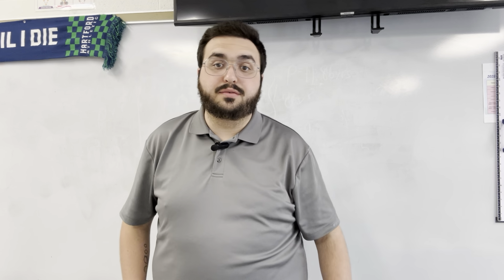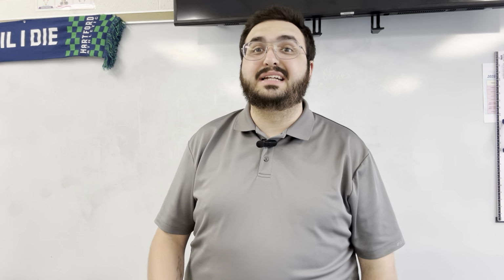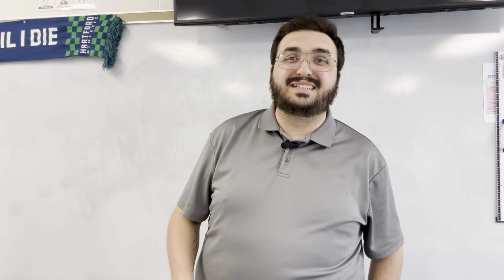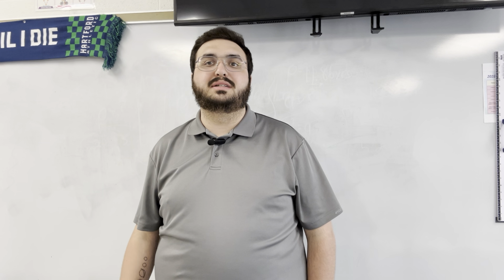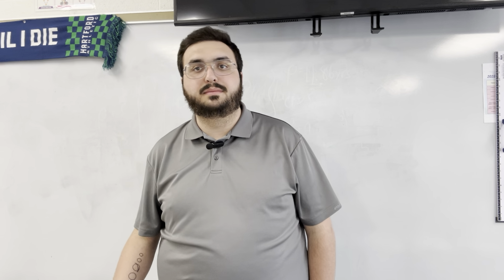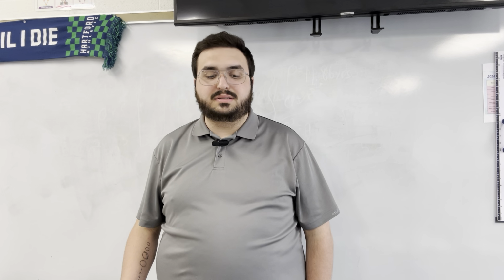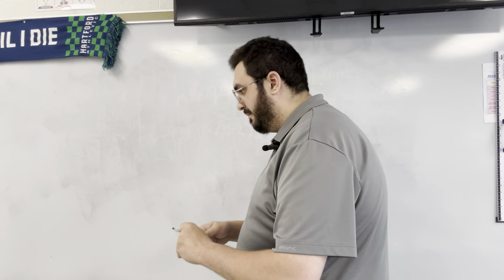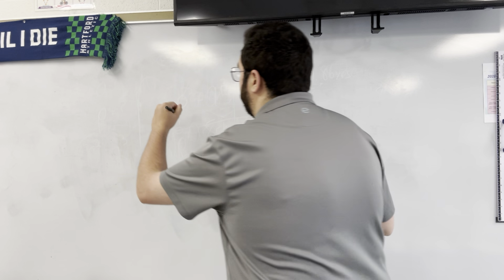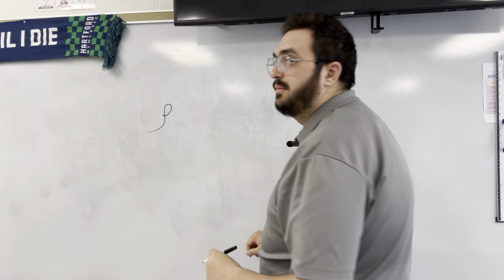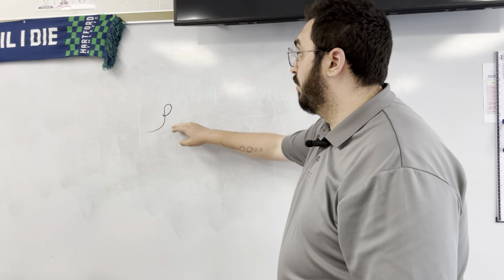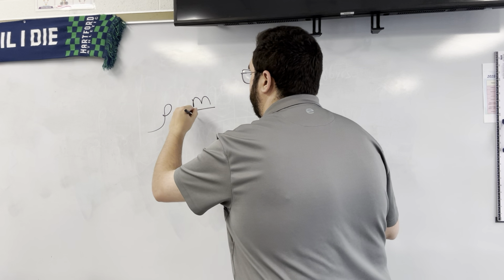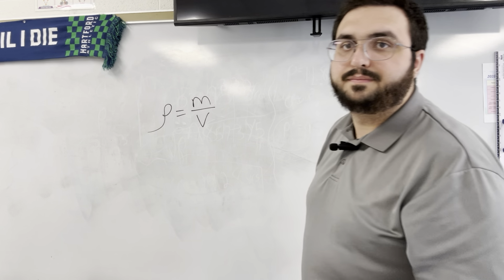So everything in the known universe has matter, has a known mass, a measurement of how much matter there is, but also has a known volume. How much space does that thing physically take up? Density is an object's mass divided by its volume. The formula for it looks like this. We have density, represented here with the Greek letter rho, equals mass divided by volume.